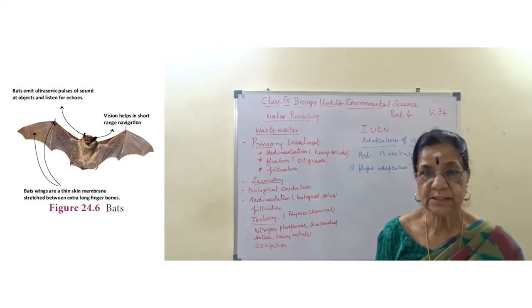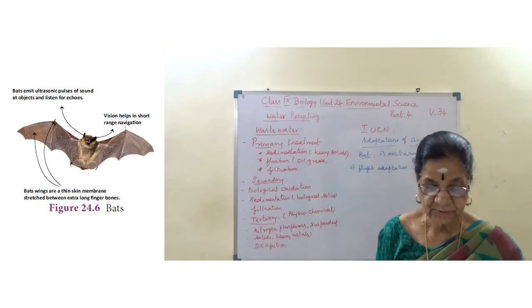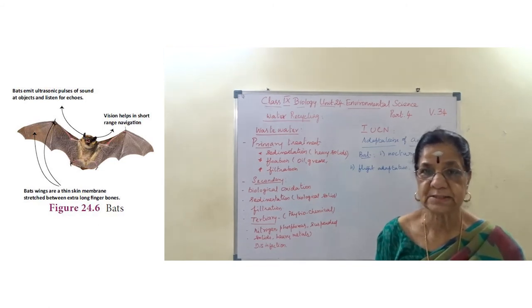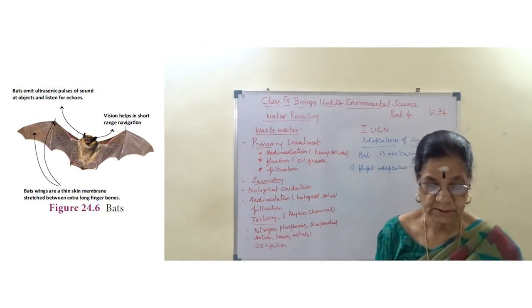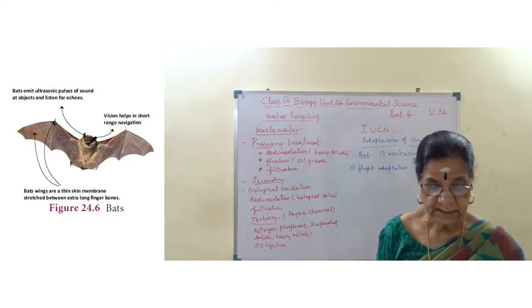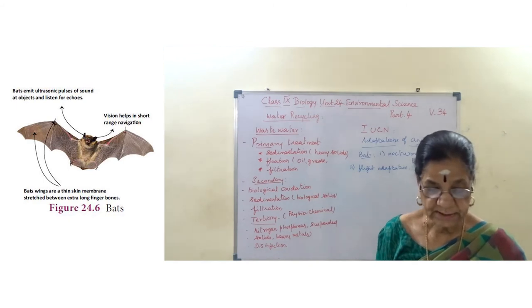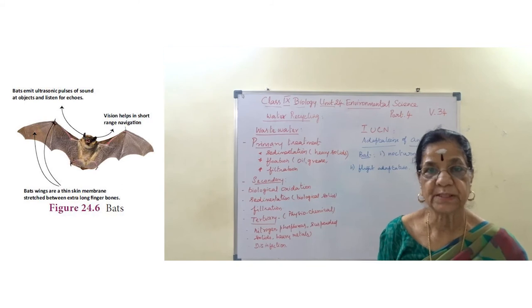Muscles are well developed and highly powerful and achieve beating of wings. The point is very important, note it down. Tendons of hind limbs provide a tight grasp when the animals are suspended upside down at rest.